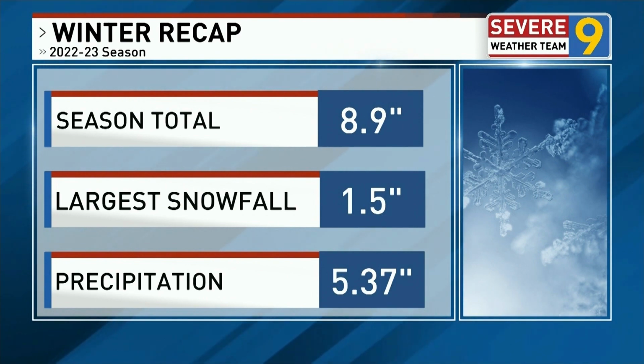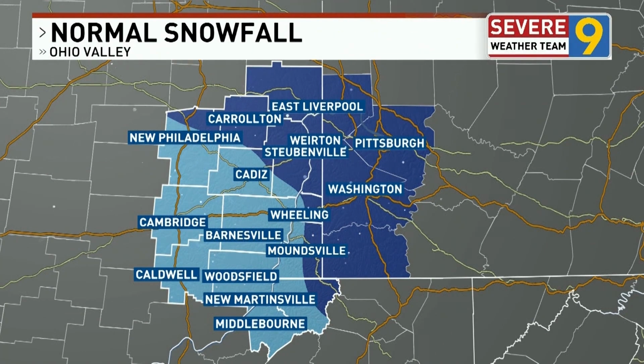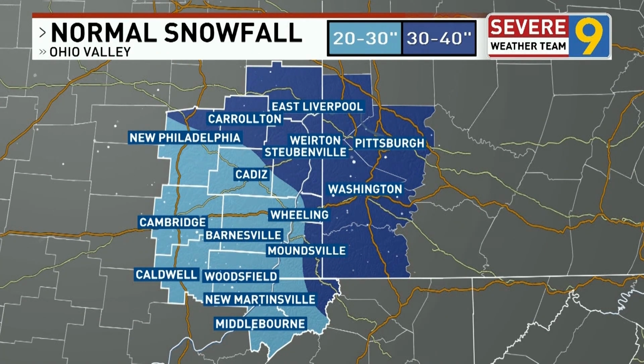Yeah, and largest snowfall of 1.5 inches. I mean, that's ridiculous. A normal snowfall, just in case you're wondering in our area, varies greatly, anywhere from 20 to as much as 40 inches in a winter season. Northern areas, in the northern panhandle of West Virginia, get a little bit more of a lake influence. That's why they're in that darker shading of blue. And as you get further southwest from Cadiz, basically US 250 south and west, you don't get that lake influence quite as much. That's why your average snowfall totals are a little bit lower.